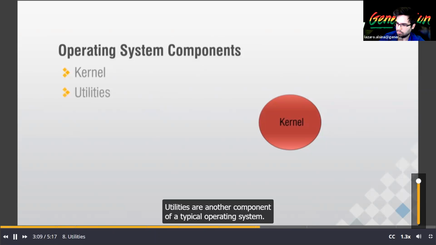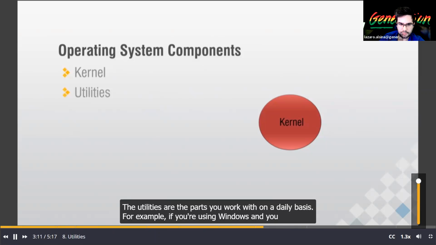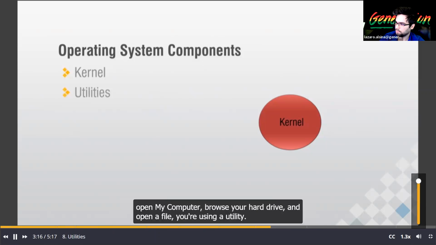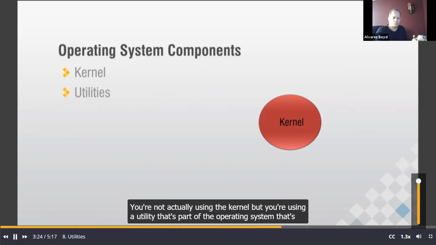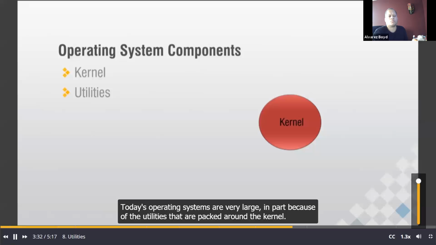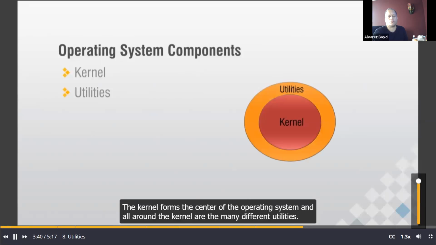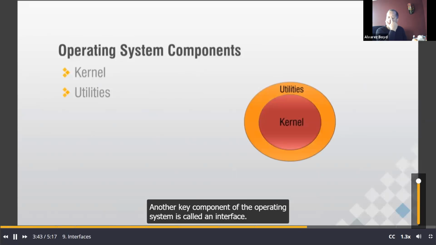Utilities are another component of a typical operating system. The utilities are the parts that you actually work with on a daily basis. For example, if you're using Windows and you open My Computer and browse your hard drive and open a file, you're using a utility. You're not actually using the kernel, but you're using a utility that's part of the operating system that's interacting with the kernel to do a particular job. Most operating systems come with many utilities. Today's operating systems are huge, in large part because of the utilities that we pack around the kernel. We could draw that like this. We have our kernel, and then all around the kernel, we have many different utilities.